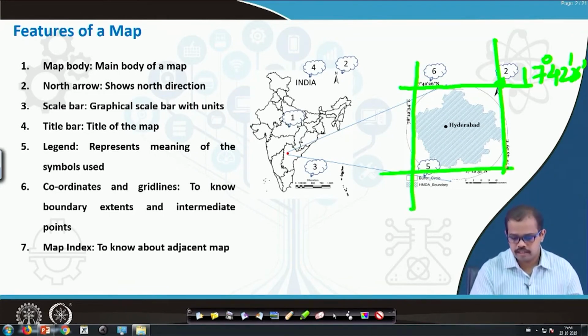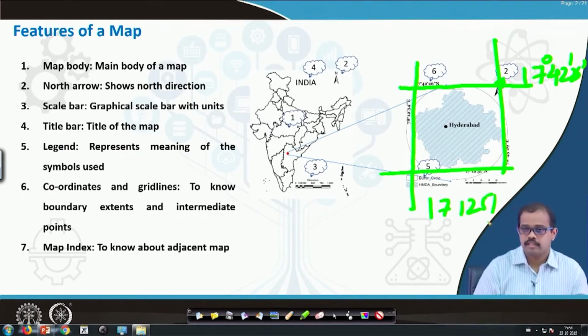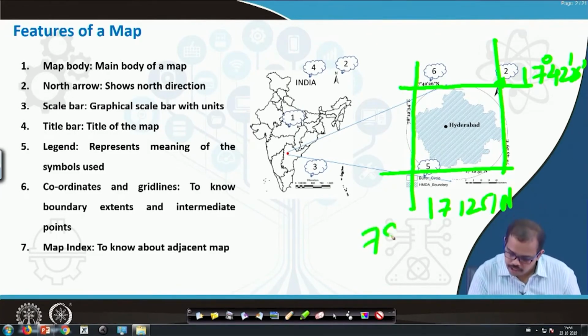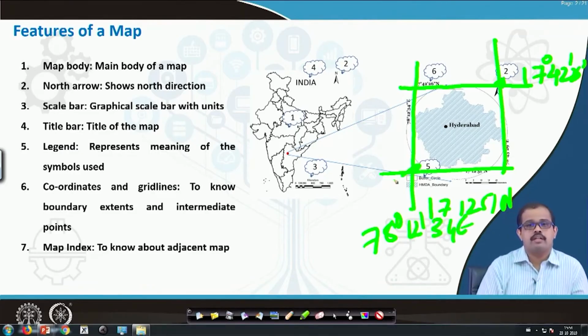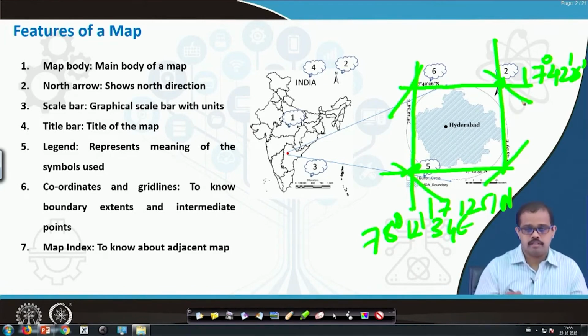When you see here, it is 17 12 51 north, and when you look at it, it is 78 degrees 12 minutes 34 east, this particular point. That is how you make out the latitude and longitude in the four different directions. So if you know this, and if you know this, the rest can be found out. Relatively, you can find out the different locations on this map. Okay, I hope everyone has understood this.